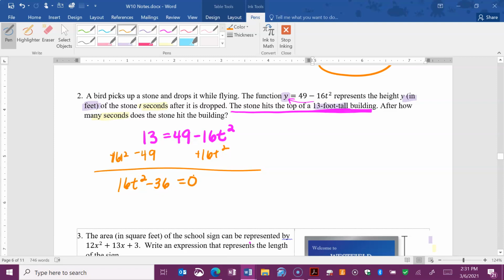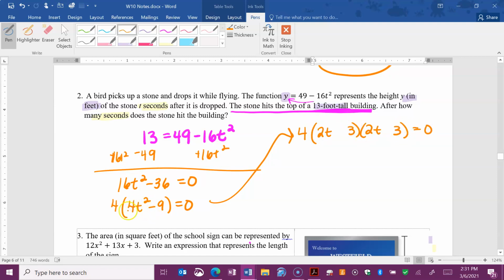Now I need to factor. This does have a GCF of 4. So if I take out a 4, I'm left with 4t squared minus 9 equal to 0. And then that factors even further by doing 2t and 2t and 3 and 3, because this is a difference of two perfect squares with that 0t missing. And I'm going to have one minus and one plus. And then I'm going to set each term equal to 0.